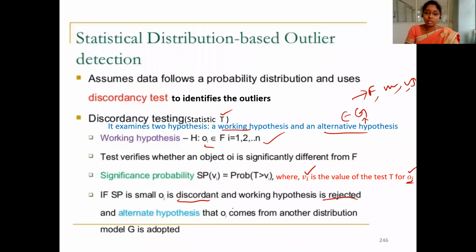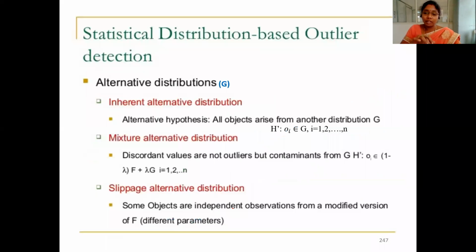This is the alternative hypothesis. If the significance probability is small, then that particular object Y is discordant, in the sense that it is an outlier, and we are going to reject the working hypothesis. Rejecting in the sense that we adopt the alternative hypothesis: that Y, the object, comes from another distribution model G. In this way, based on the value of the significance probability, we reject or accept the working hypothesis, and here we adopt the alternative hypothesis.